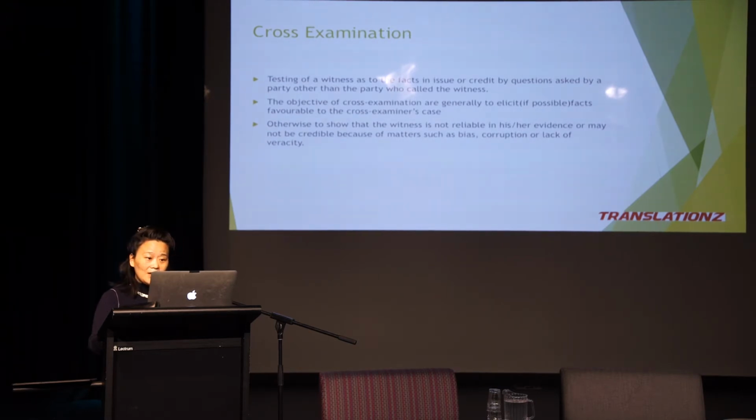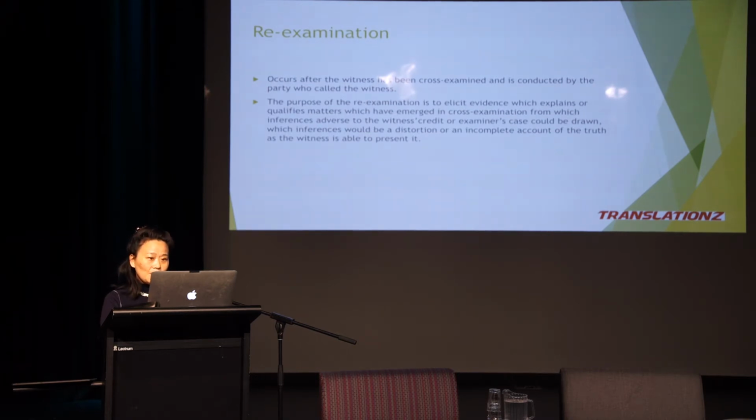Otherwise, there was another point: firstly, you can point to the facts, and then on the other part, you can say this witness is not reliable in his evidence, or maybe not credible because of matters such as bias, corruption, or lack of veracity. So from the facts part and also from the credibility part. Sometimes in the hearing you can say credibility is an issue there. If this person fails and the jury can see that, they'll give very little weight to this person's evidence. So that's cross-examination.